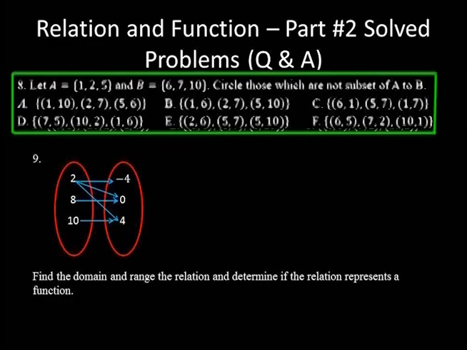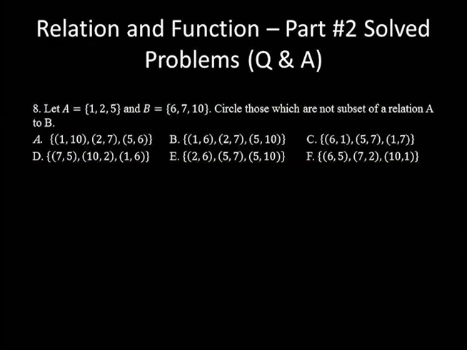Question number 8. Let A equal a set containing these three elements and B equal a set containing these three elements. Circle those which are not a subset of a relation from A to B. To solve this problem, we have to form a relation from A to B, and then we have to check whether the ordered pairs in each choice are found in the relation we form or not. If all the ordered pairs of a given choice are found in the relation, that choice is a subset of the relation. Otherwise, it's not.